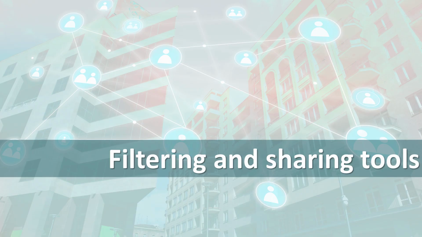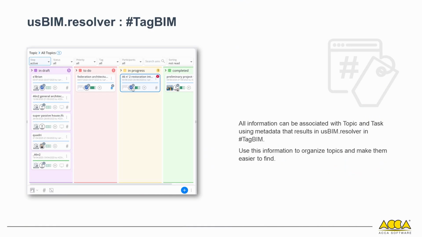All information associated with topics and tasks can be organized and searched easily through metadata, particularly using #BIM labels. These labels aid in filtering topics and tasks efficiently.